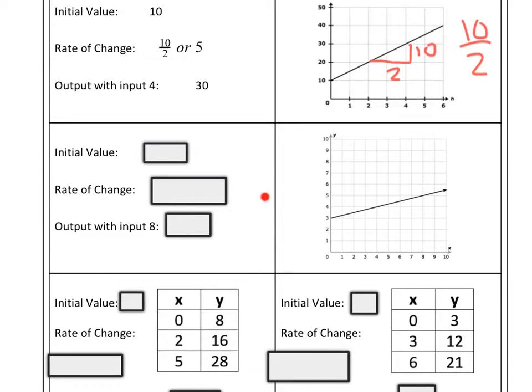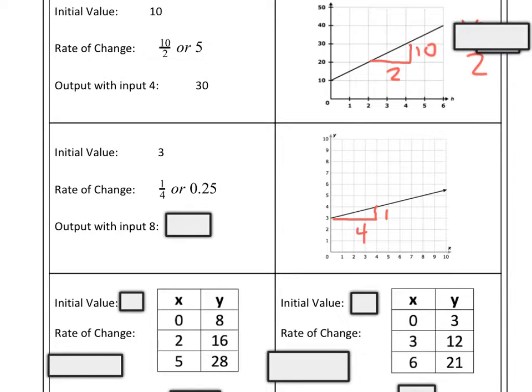Okay, let's see how you did. First off, the initial value, that's our y-intercept at 0. Input 0 is 3. Our rate of change, we could find 2 points and then find our slope from there. I'm just going to start here. That's down 1 and over 1, 2, 3, 4. So that's 1 over 4 or 0.25. Go ahead and put that decimal in there too, even if you just wrote 1 over 4. Those are sometimes helpful when comparing rates.